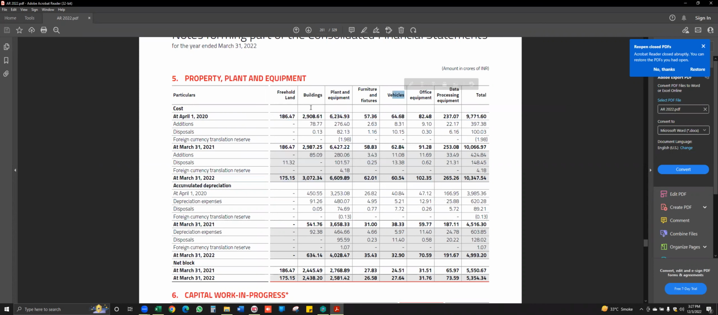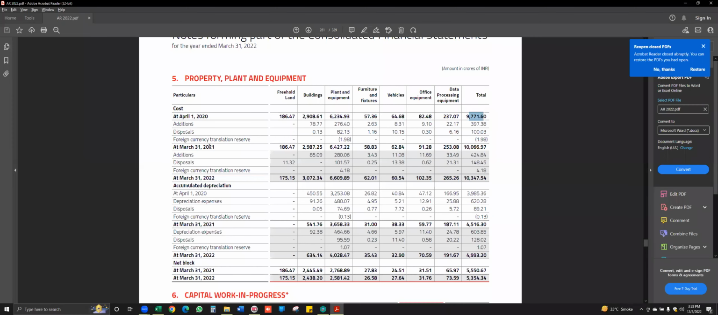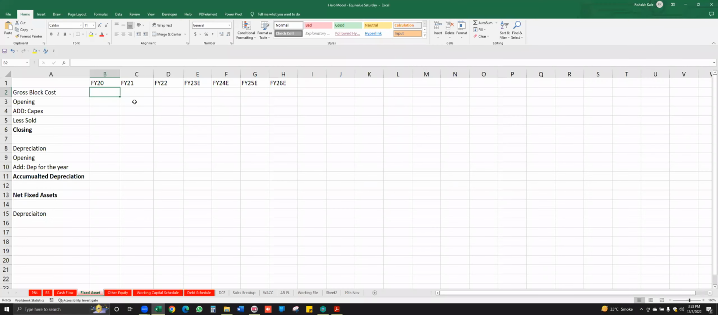Now, you don't have to forecast for every asset. You can directly take the total. Every asset, only if required by a manager, then do it. But ideally, when you're doing your own model, make sure you take the total, because everyone knows capex is capex. See over here 9771. It will be your opening of 2021. 9771 is your opening of 2021.